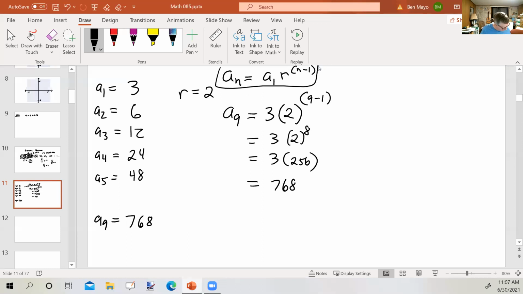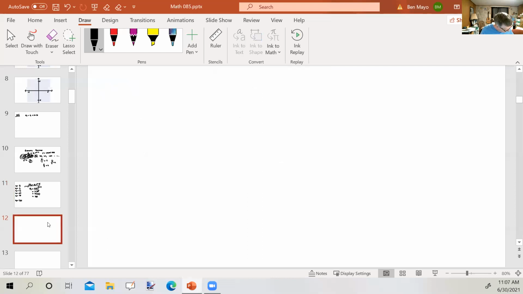So we found the first 5 terms, and we found the 9th term. Any questions about this example? Okay, let's take a look at another one. This says, again, they want the first 5 terms of a geometric sequence and then the specified term. So our formula, a sub n equals a sub 1 times r to the n minus 1 power.